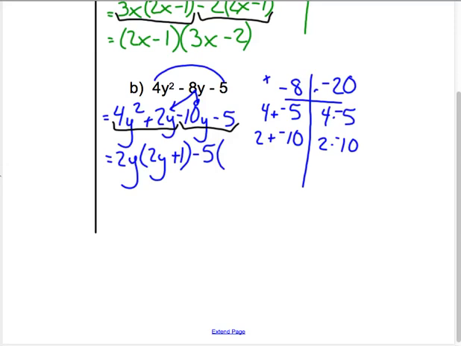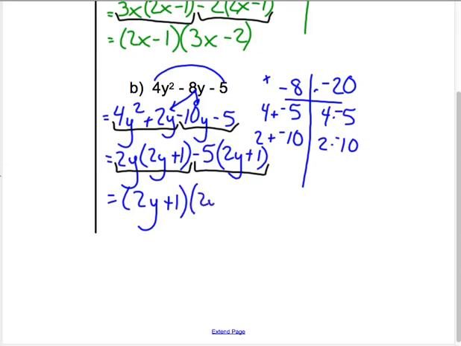So the negative 10y divided by negative 5 is 2y, and negative 5 divided by negative 5 is a positive 1. So looking at the two terms that I just created, my GCF is 2y plus 1. From the first term, I'm left with 2y, and from the second term, I'm left with a negative 5.